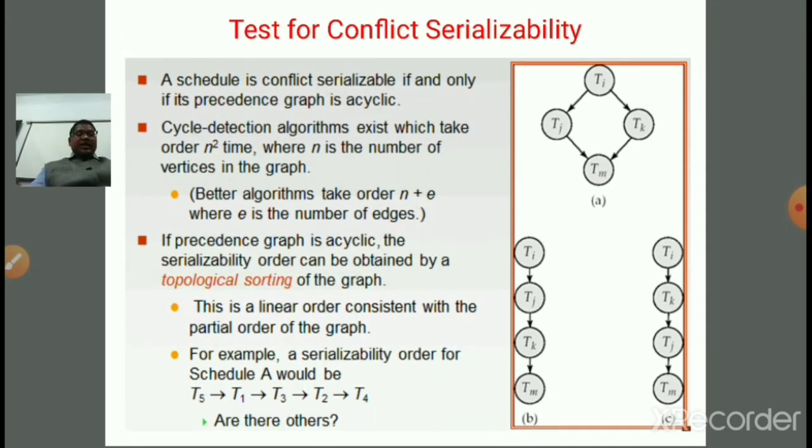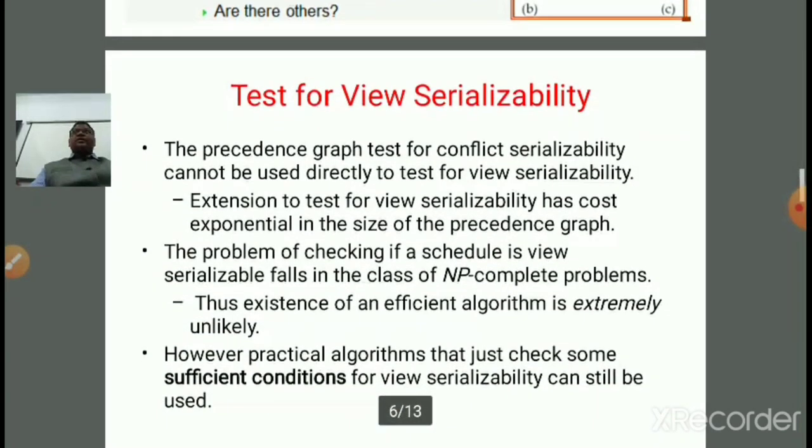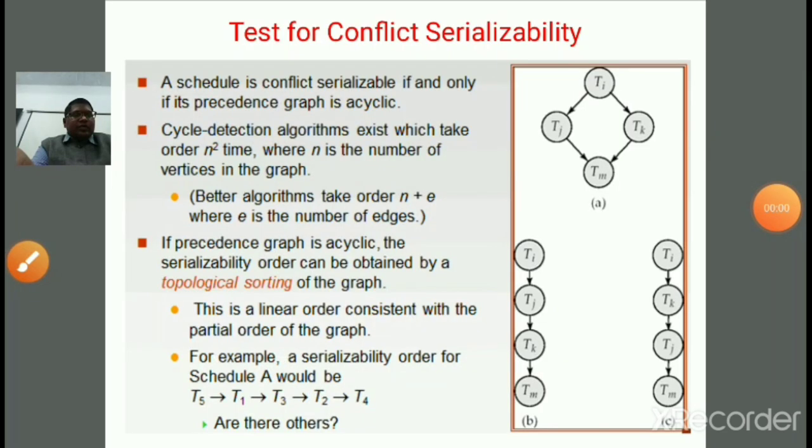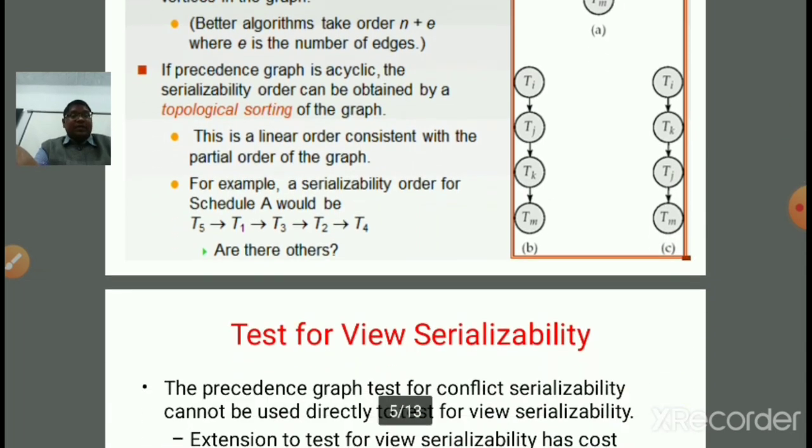So if a cycle is there, then we will say it is not conflict serializable, right? So in case of serializability, we need to maintain the topological sorting. Here, if you see Ti, Tj, Tk and Tm, this may be the topological sorting, or there may be some other order also, right?